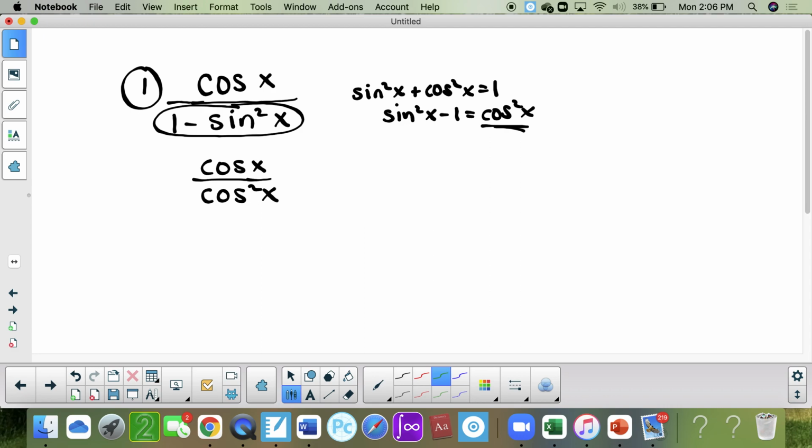And always work vertically. You have 1 cosine x on the top and 2 on the bottom, so you're going to have 1 over the cosine of x, because they both have a cosine of x, 1 on the top and 1 on the bottom, so you can take 1 out. And 1 over cosine of x is the same thing as secant of x. Final answer for number 1. Number 2.